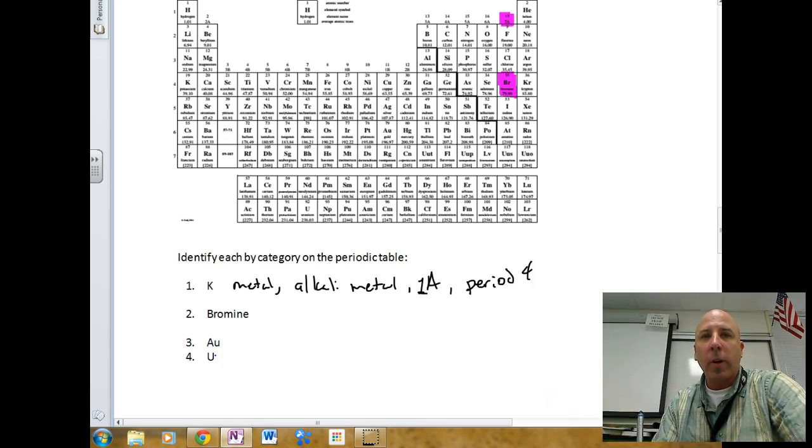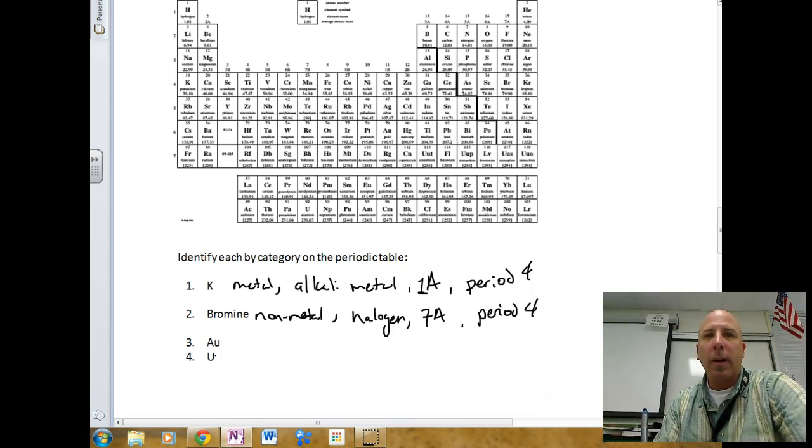A couple ways we can describe it. We could describe it as a nonmetal. We can describe it as a halogen because it is in group 7A. And it's also in period 4, just like potassium, although it's very much a different element than potassium. Okay, the next one we have is Au. Au is located right here. That's gold. So gold, atomic number 79, would be considered a transition metal, and also, of course, just a metal. And we could also say it's in period 6.